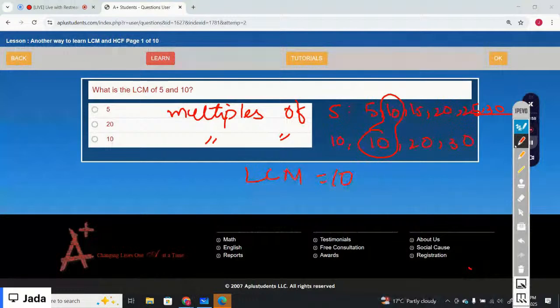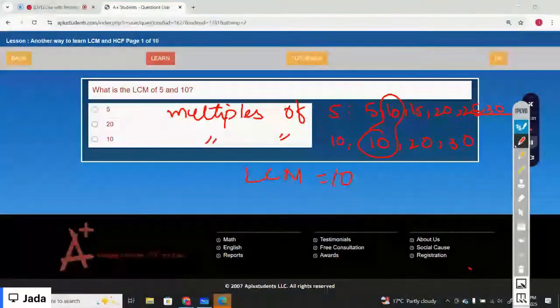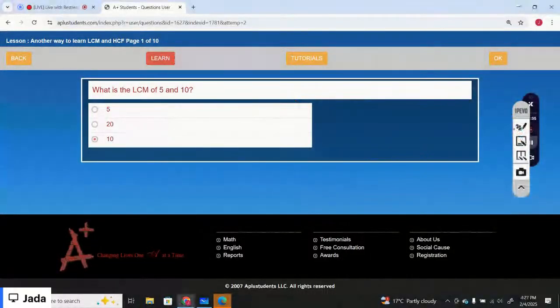For the LCM, you need to write the multiples, and for the HCF, you need to write down the factors. That is 10. Option number 3 is the correct option.